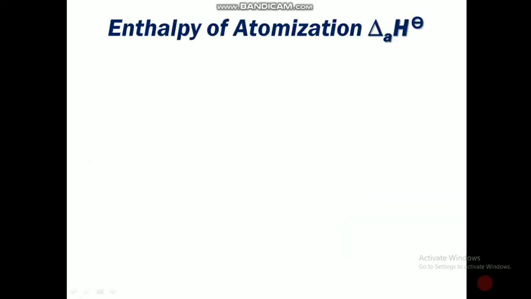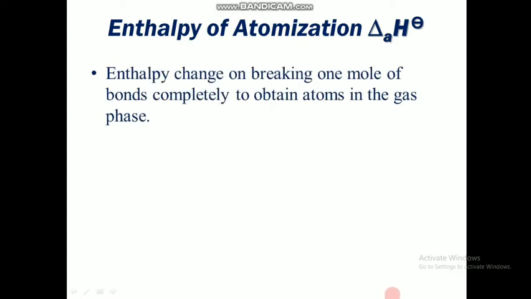So the next type of reaction is atomization, enthalpy of atomization. With this word atomization, you can understand what the process is. It is the formation of atoms, atomizing something, and the enthalpy required for that atomizing is known as enthalpy of atomization. It is defined as the enthalpy change on breaking 1 mole of bond completely to obtain atoms in the gas phase. So we are breaking 1 mole of bond in a molecule and converting it to atoms. That's why we call it atomization.